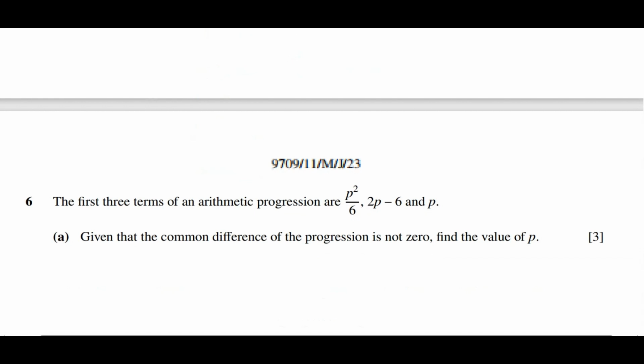This question is from the paper 11 MJ 23. The first three terms of an arithmetic progression are p square over 6, 2p minus 6 and p. Given that the common difference of the progression is not 0, find the value of p. So the common difference of the progression is not 0. That is, D is not 0.